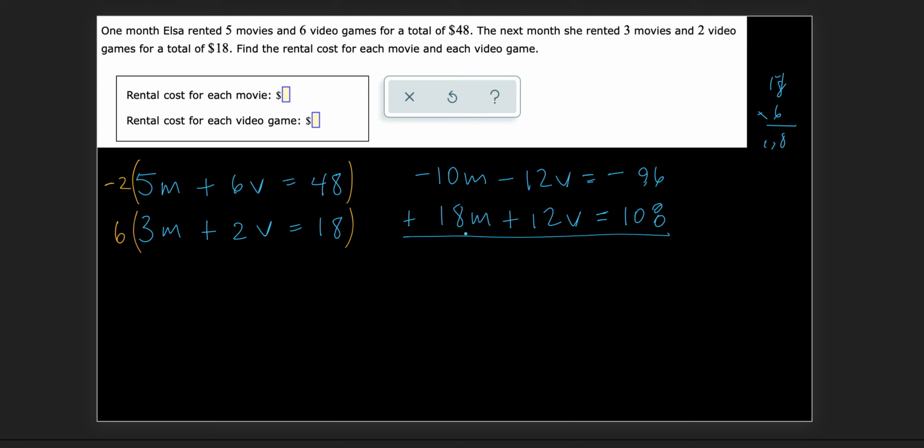Negative 10m plus 18m is 8m. The v's kind of cancel out of the equation because they add to 0. 108 minus 96. Make sure I got this, that I'm thinking about this right. 108 minus 96 is 12. Okay, so m will equal 12 over 8, which is precisely what decimal? So I'll use my calculator. 1.5.